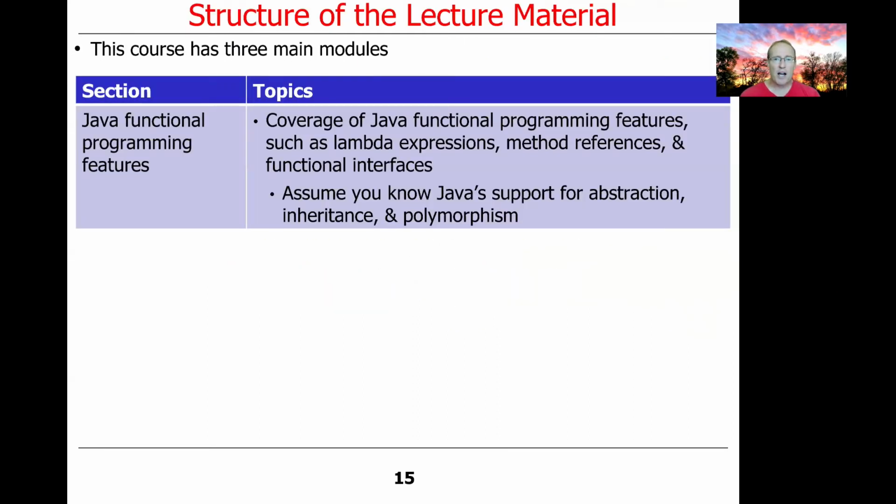So there are three main modules in this course. The first part, which we'll talk about starting likely today, is Java's functional programming features. And as I mentioned before, those will be lambda expressions and method references and functional interfaces. And I'll spend probably the first couple of weeks on this topic, and you'll get a chance to try out these features in the context of some programming assignments we're going to do.